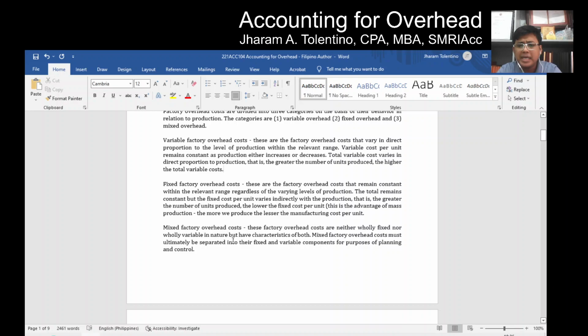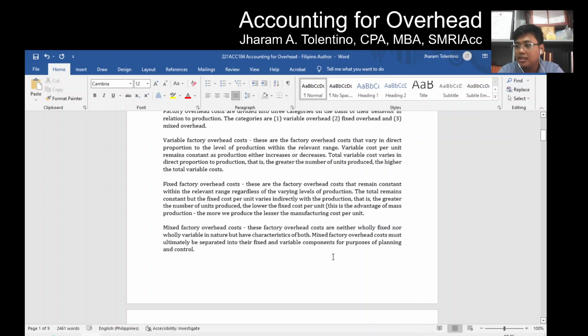And then we have the mixed factory overhead. These factory overhead costs are neither wholly fixed nor wholly variable in nature, but have the characteristics of both. Mixed factory overhead costs must ultimately be separated into their fixed and variable components for purposes of planning and control. And nagawa na natin siya.